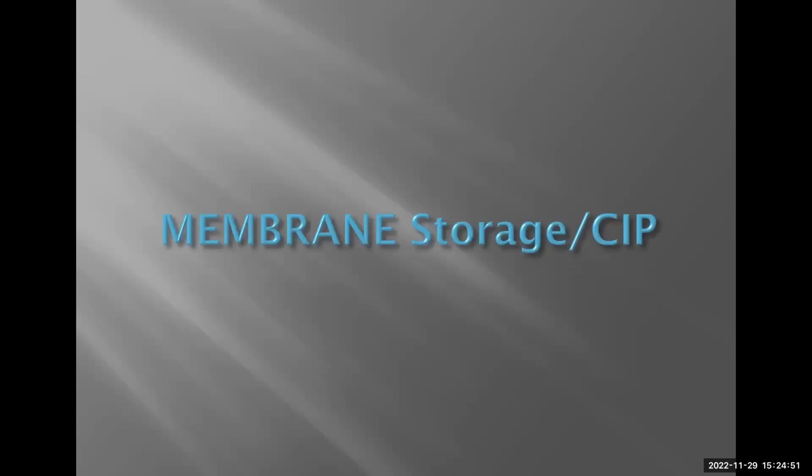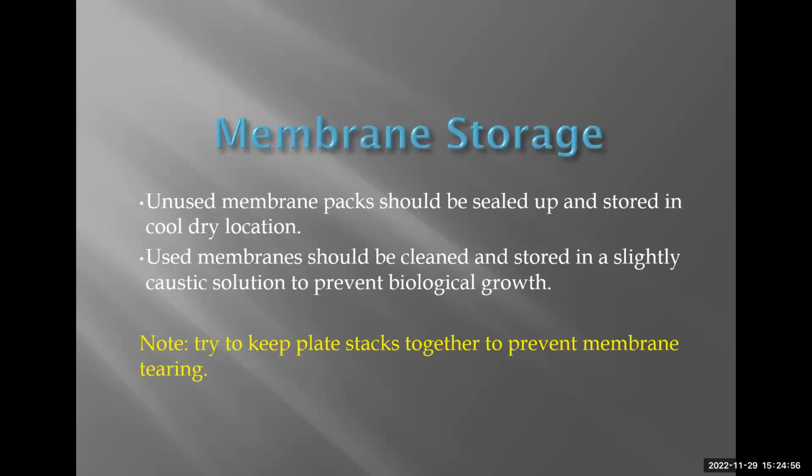Next, we're going to go ahead and talk about some membrane storage and CIP cycles. So for membrane storage, any unused membranes that you use, you want to seal them up and store them in a cool, dry location. Polymeric membranes are shipped with a glycerin layer over the top of them to keep them from cracking and breaking. So whenever you have a used membrane, it should be cleaned and then stored in a slightly caustic solution to prevent biological growth. Once you get a polymeric membrane wet and remove that glycerin layer from it, you have to keep it wet, otherwise it'll crack, and then you just have to throw it away.